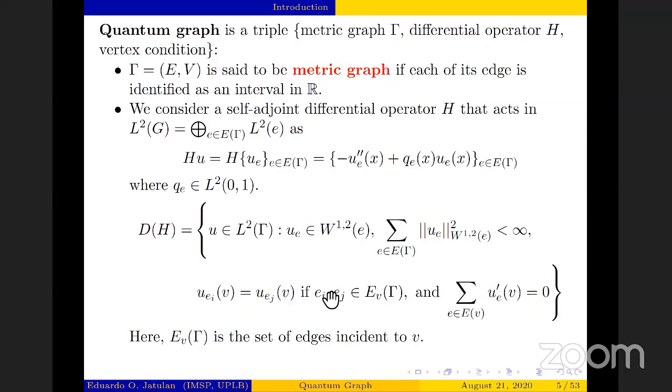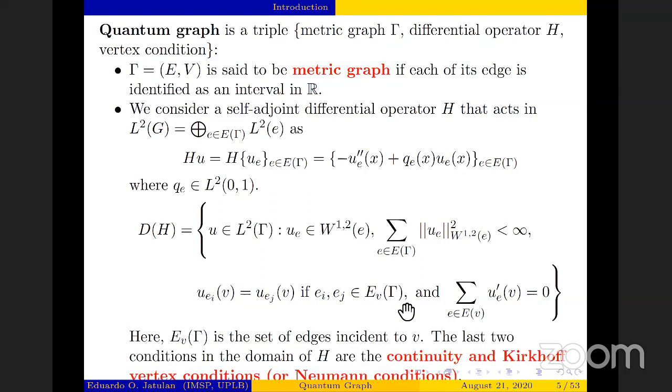Okay, so we have the given functions defined on these edges, and at the given common vertex, the function value is equal. And we call these two conditions, the first one, the continuity, and this one the Kirchhoff conditions. And together, we will call them Neumann conditions.